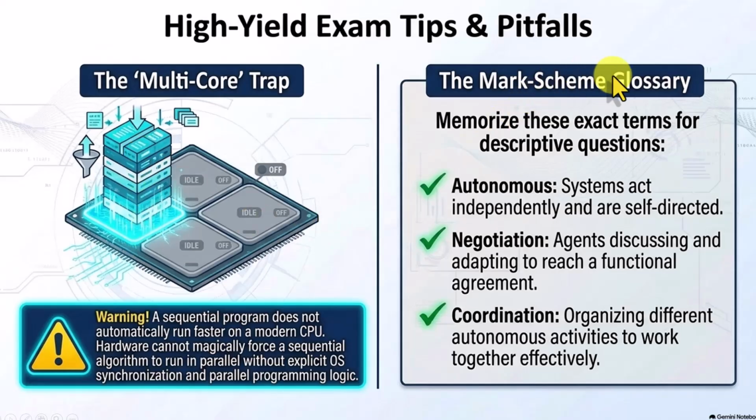And you have to remember another thing as well, okay, that vocabulary or keywords are really important for the exam. So you have to remember these words, okay? Autonomous, that is systems act independently and self-directed, okay, in multi-agent. Then negotiation, simply it means agents discussing and adapting to reach a functional agreement, that is negotiation. And coordination, organizing different autonomous activities to work together effectively, okay? So that is just coordination. You have to just remember these words.